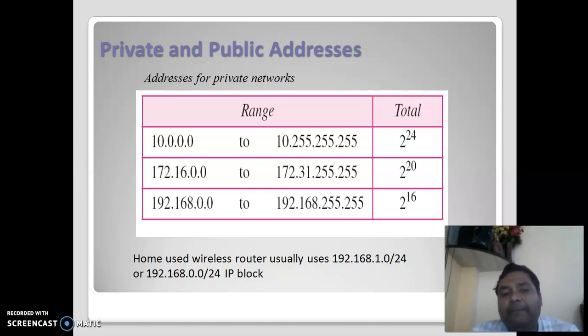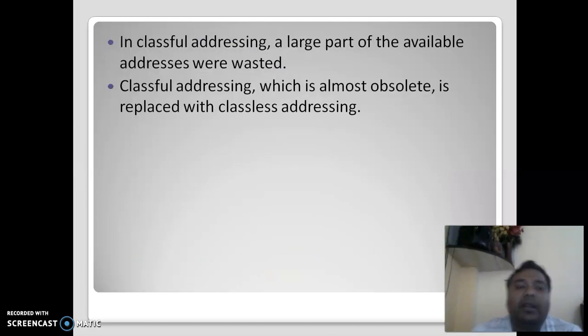The next series, for class C, is 192.168.0.0 to 192.168.255.255, meaning it contains only 2 to the power of 16 IP addresses. So if fewer IP addresses are required, use the class C series. If more addresses are required, then use the class A series. Home wireless routers basically always use the class C series, 192.168.1.0/24.